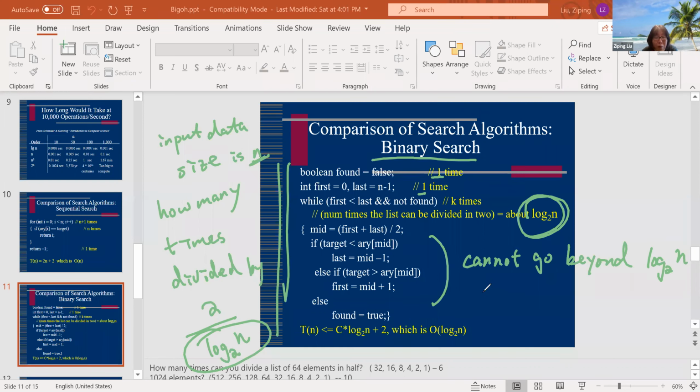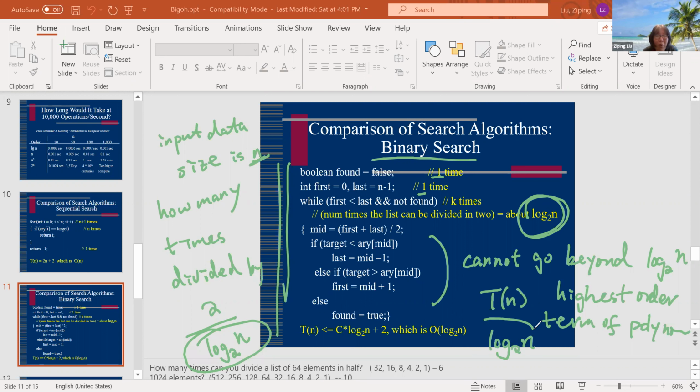So for the final Tn, the highest order term of the polynomial is going to be log 2n. So that's why we said the big O is just order log 2n. That's how we come up with binary search being order of log 2n.